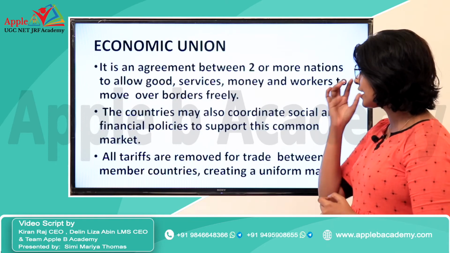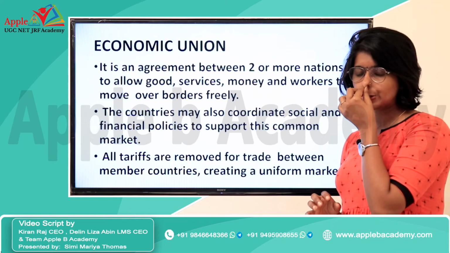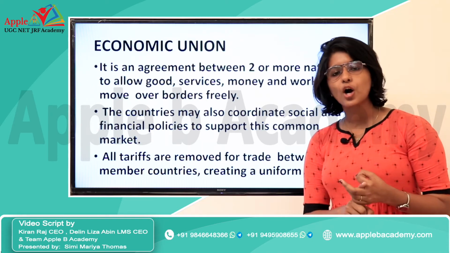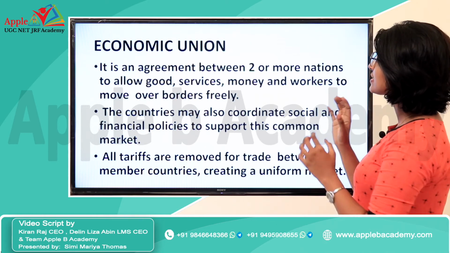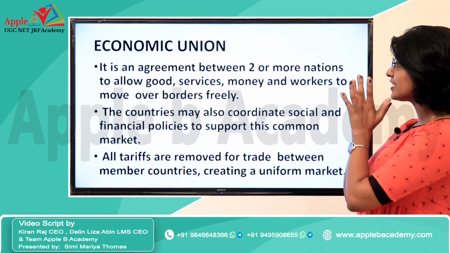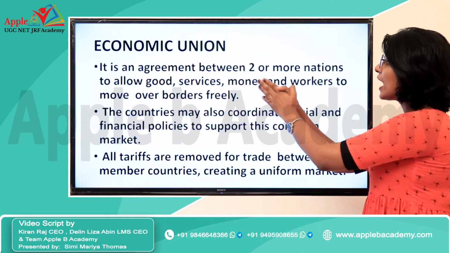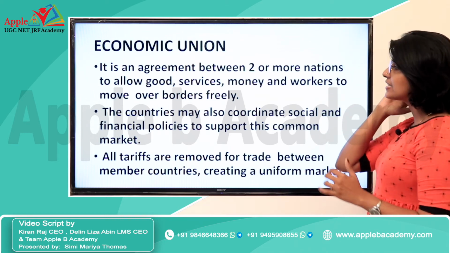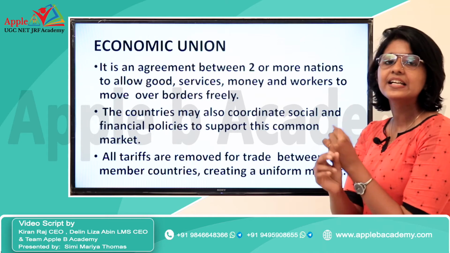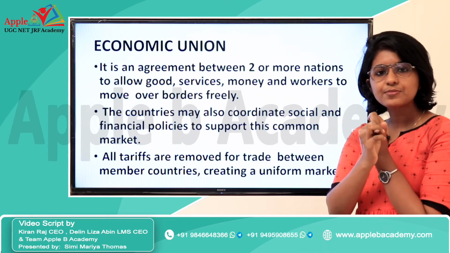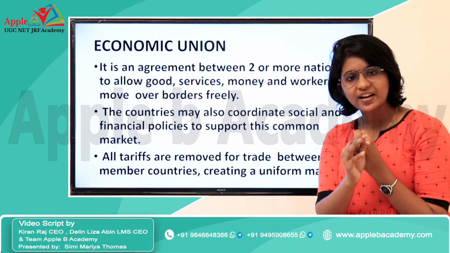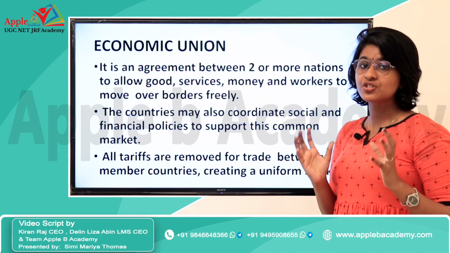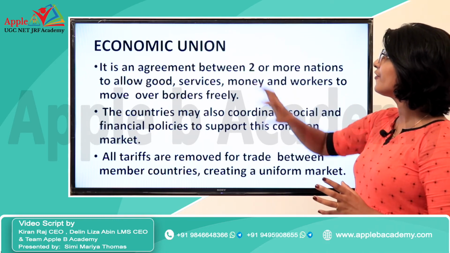Now moving on to the last phase. Basically, the last phase is political union, but the four important phases are free trade area, customs union, common market and economic union. So we are now discussing economic union, which is an agreement between two or more nations to allow goods, services, money and workers to move over borders freely. There is a free trade area, there is a common external tariff, there is free capital mobility. That means there is a common market plus a harmonized policy, okay, harmonized policy will be forming an economic union.